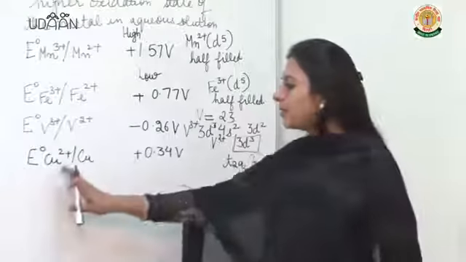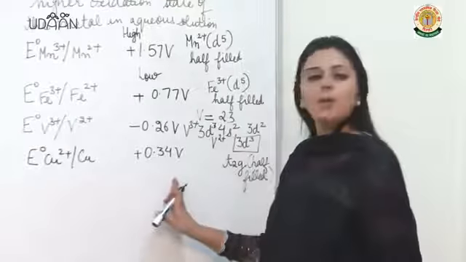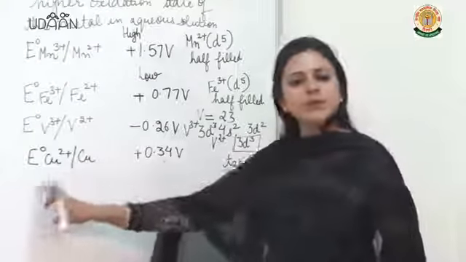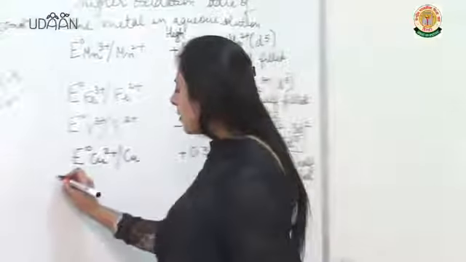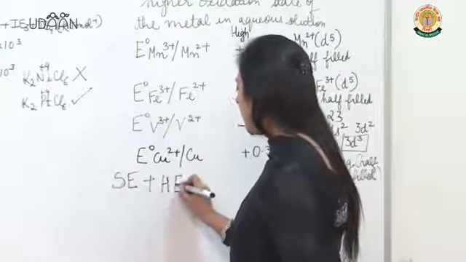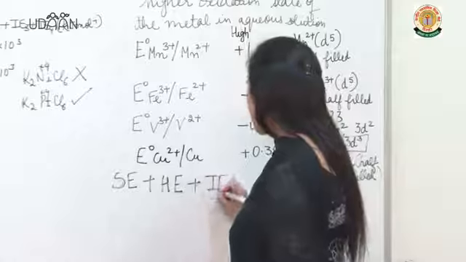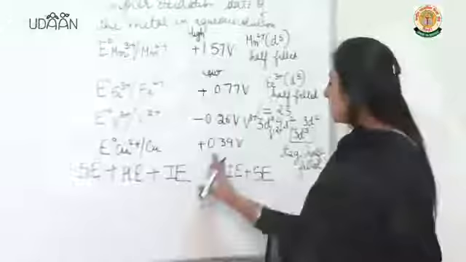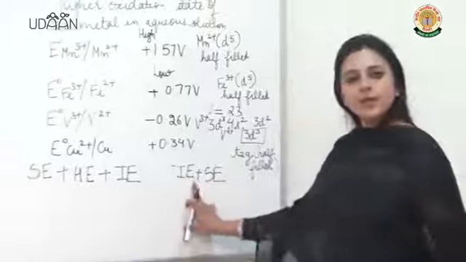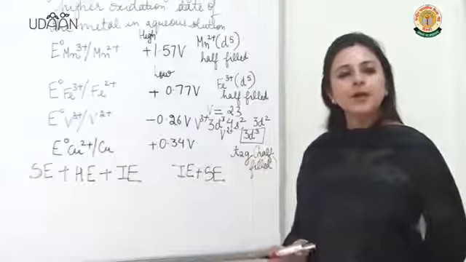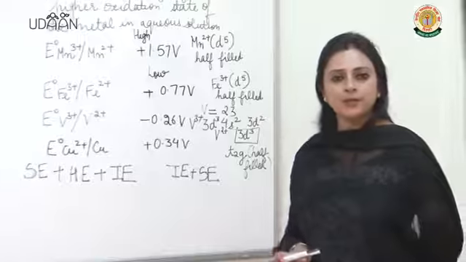Now why is this value of Cu2+/Cu positive here? It is positive here. Now what is this E naught? E naught is the sum of sublimation enthalpy, hydration enthalpy and ionization enthalpy. Now what is happening in this case? The sum of ionization enthalpy and sublimation enthalpy is not balanced by the hydration enthalpy.